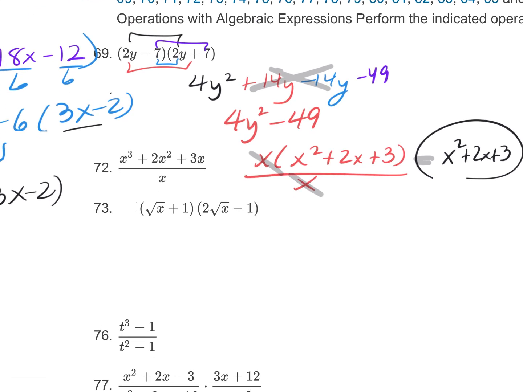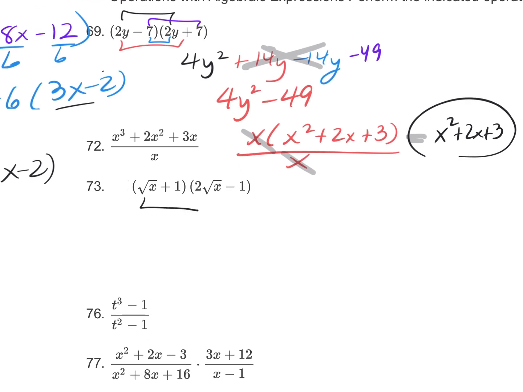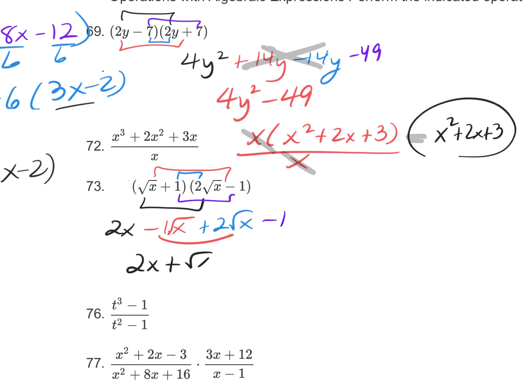For 73, I'm just going to FOIL it. So first gives me 2x. Outside gives me negative 1x. Inside or inner gives me 2 square root x. This needs a square root. And then finally last gives me negative 1. I can combine the two terms in the middle. And my final answer is 2x plus the square root of x minus 1.